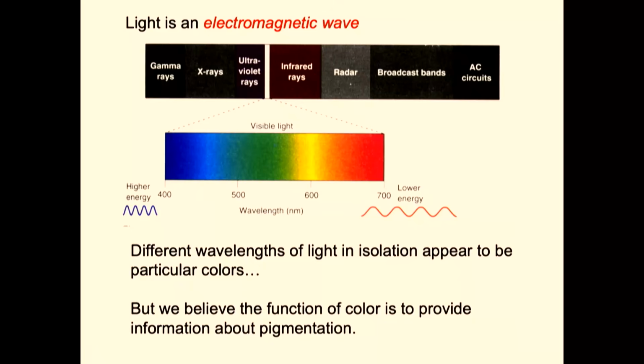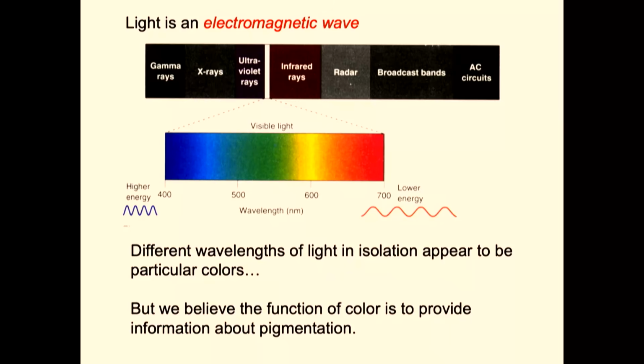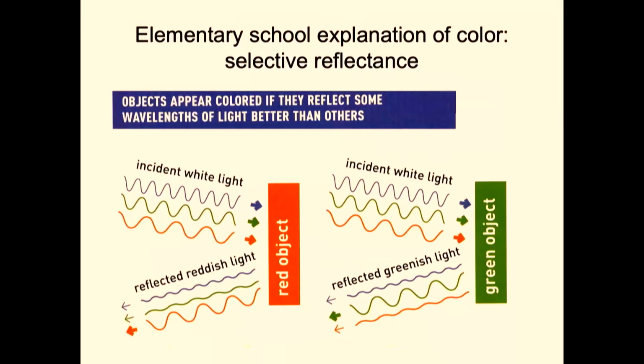In between, you kind of get this spectrum. And so this is why when you take sunlight and pass it through a prism, you see a rainbow. Different wavelengths of light in isolation appear to be particular colors, but we really believe that the function of color biologically is to provide information about pigmentation. These different wavelengths of light really provide a signal for the different pigments that things can be made of.